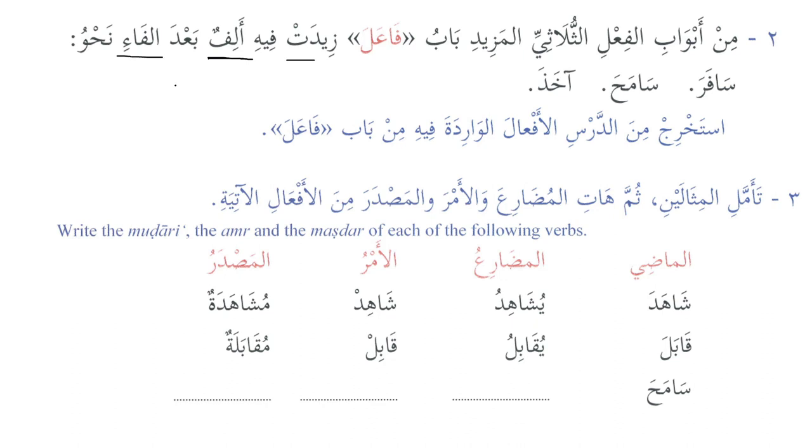As we know, there are three root letters basically. We have fa, ain and lam. And then after fa al-kalima, alif is added, as we can see over here. So it was basically fa'ala, and when alif is added to it, it becomes fa'ala. For example, safara, samaha, akhadha. So all of them have an extra alif, and that's why it becomes the derived form of the verb.